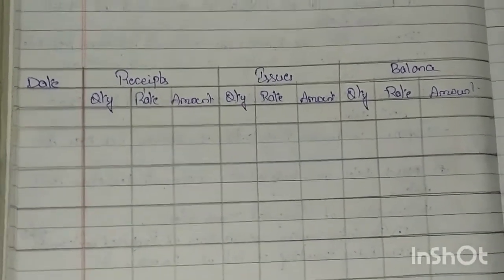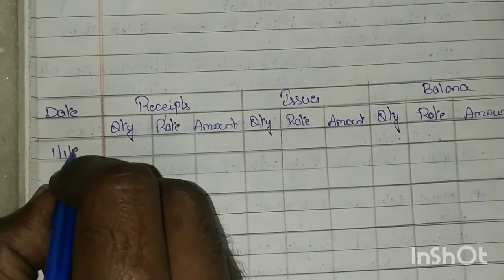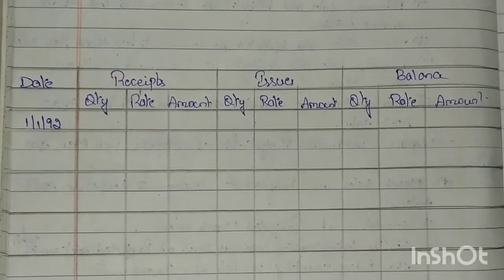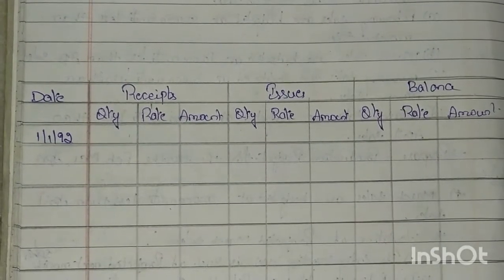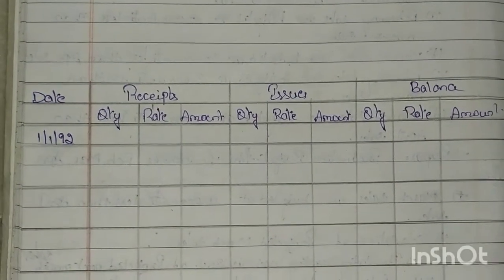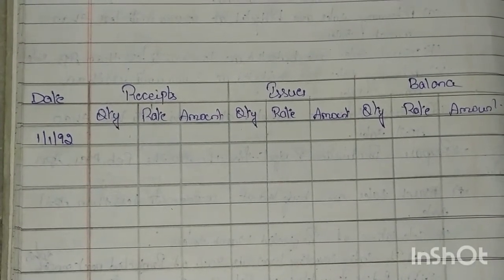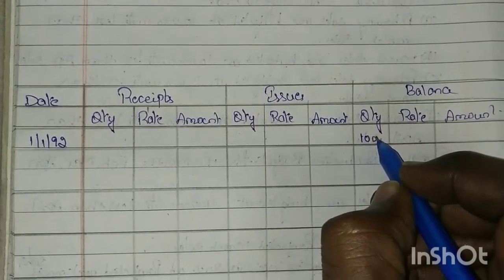Now according to this problem, they are saying that on January 1, 1992, that is 1/1/1992, they have a balance of 1000 units. Here they are not saying that it is a purchase or issue. Directly they are saying that on 1st January 92 they have 1000 units of materials. So directly we will write it in the balance.